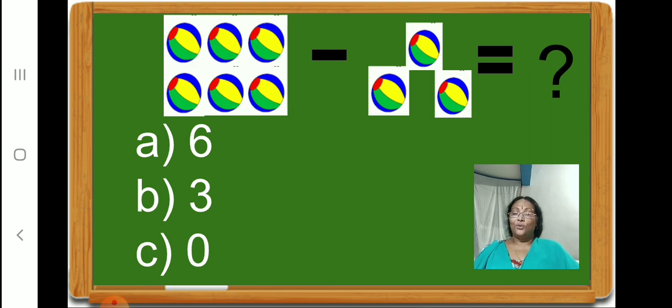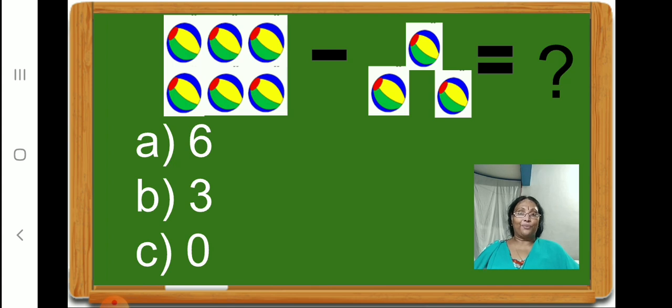Now, look at the colorful balls, children. Do you all like to play with balls? Yes. Very nice. Now, we have 6 colorful balls on the left hand side and 3 colorful balls on the right hand side. So, we have to take away 3 balls from these 6 balls. Okay. Again, we are going to subtract using our fingers.